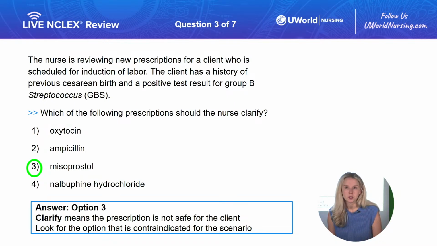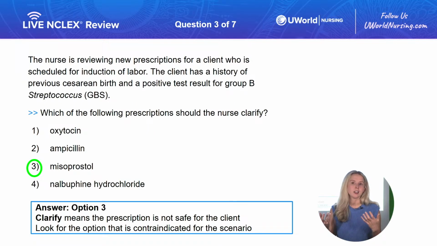A lot of times people just use induction as kind of like a blanket term when there's actually some specificity to it. The reason we can give oxytocin in a previous C-section client is that we can titrate it. It's given via IV. So we can stop the IV, we can turn it down if needed, we can turn it up if needed. Misoprostol is given via a vaginal pill or an oral pill. Once we give that, we can't really take it back.